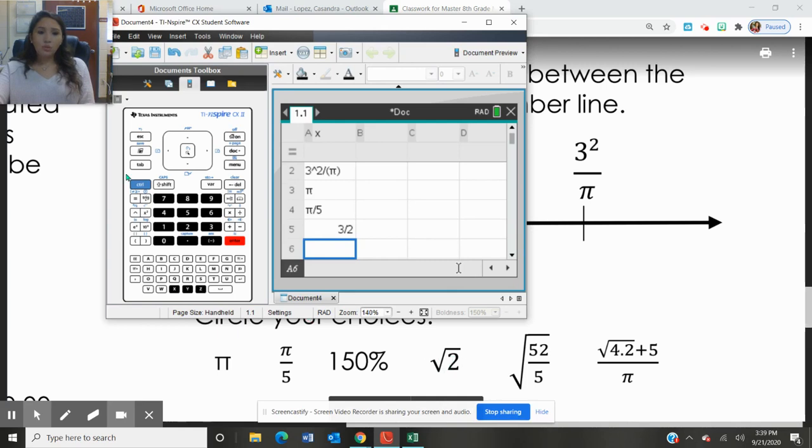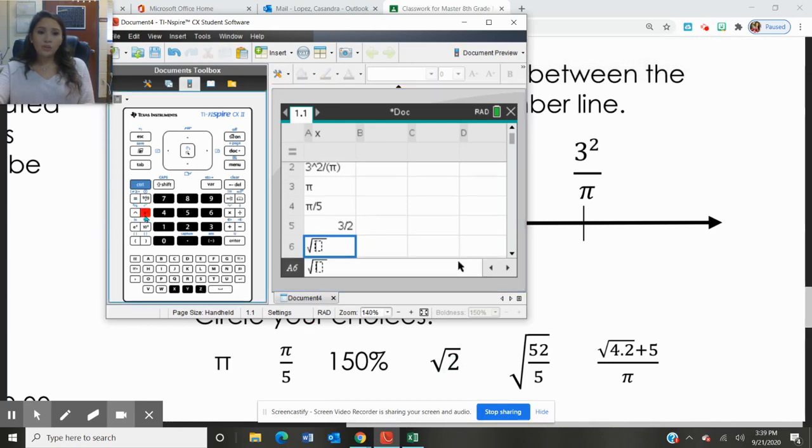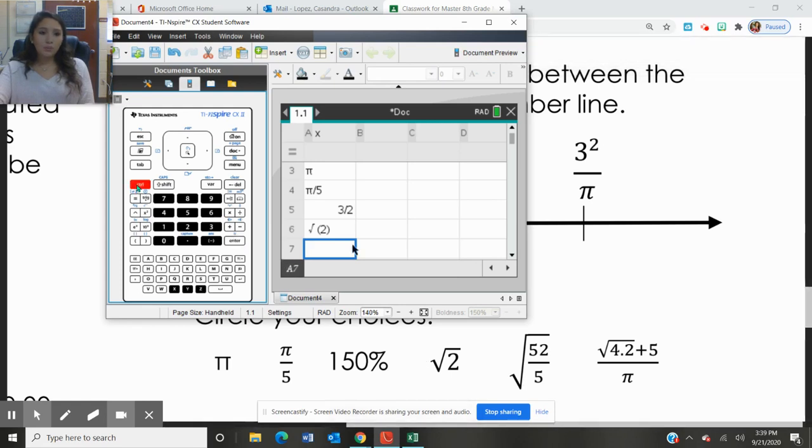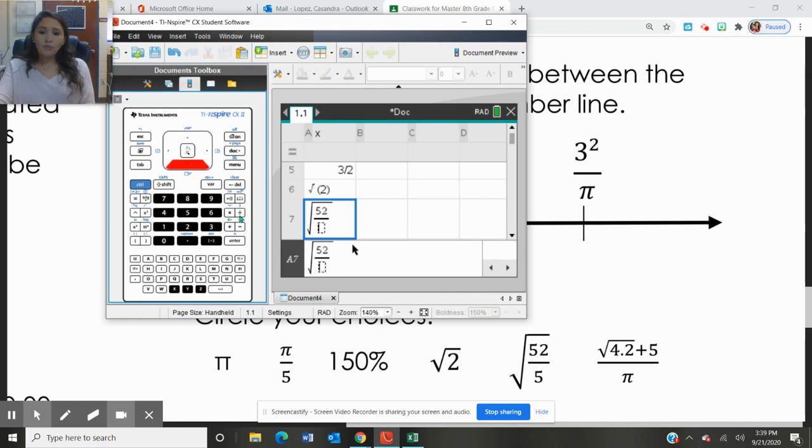I have the square root of 2, so control x squared is going to give me the square root symbol. I'm going to press 2, enter. And I have the square root of 52 divided by 5. So before I can do control divide, I'm going to do control x squared to get me my square root symbol. I'm going to do control divide, 52 on top, 5 on the bottom. I'm going to press enter.